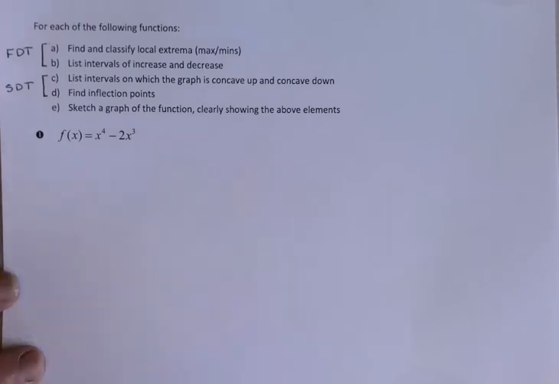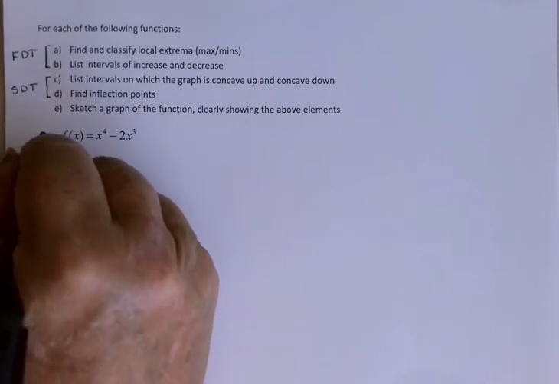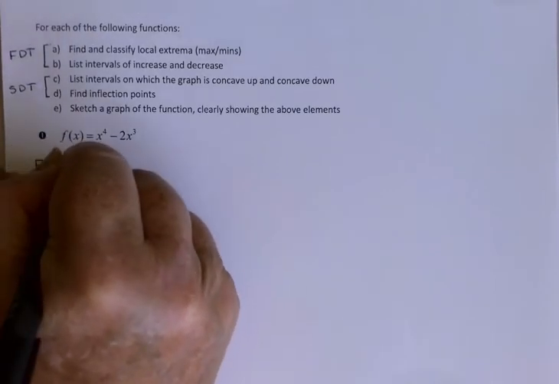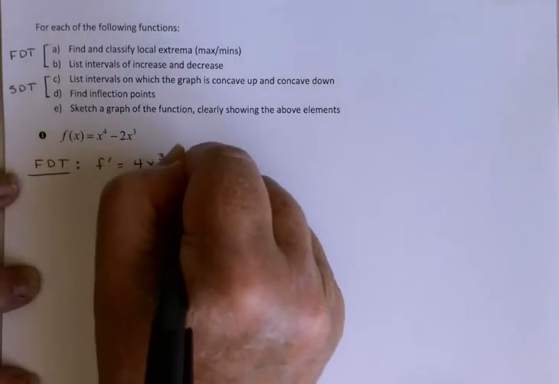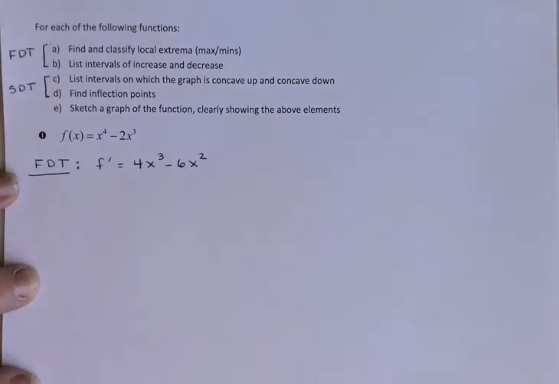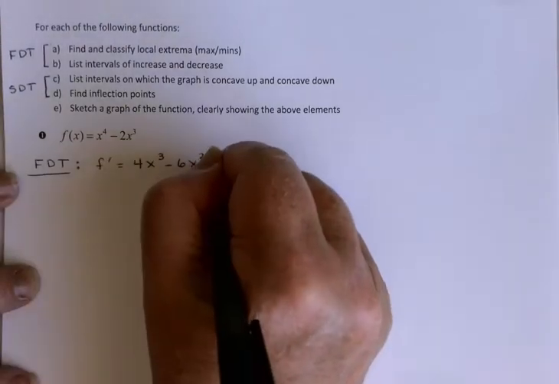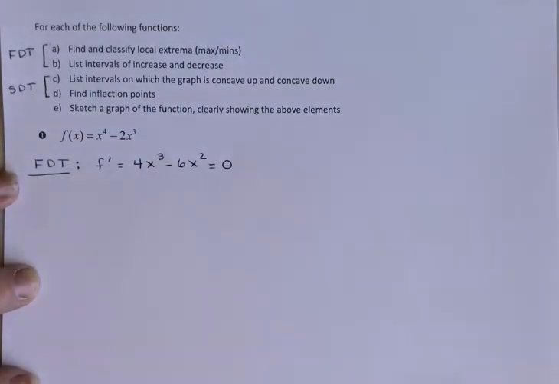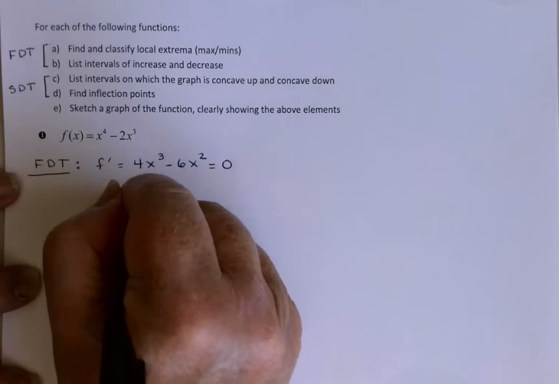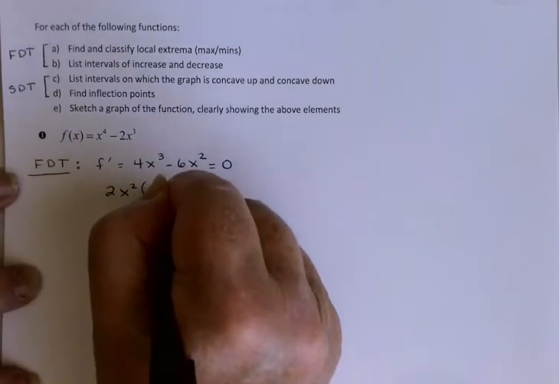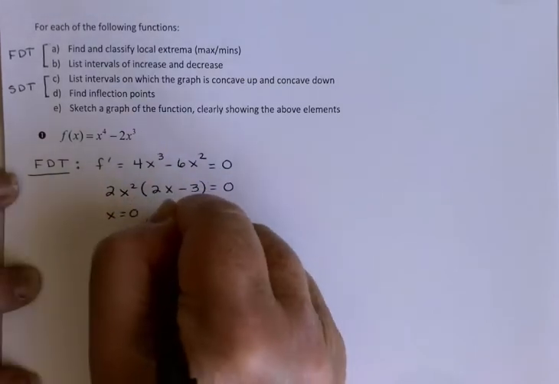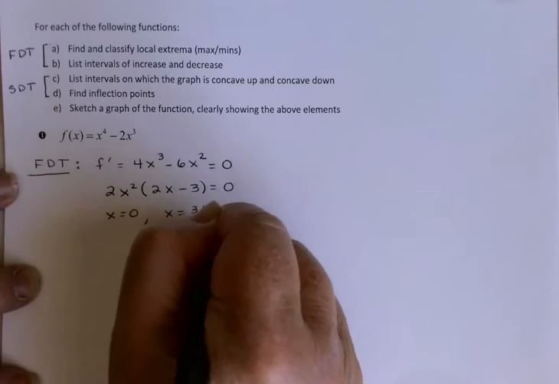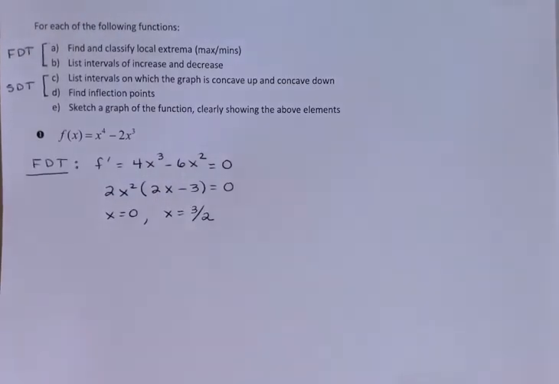So here's my first function, a fourth degree polynomial, and I'll begin with my first derivative test. F prime would be 4x cubed minus 6x squared. Again, never undefined, so I'm only going to worry about where it's equal to 0 to find my critical values. I can factor out a 2x squared, which gives me 2x minus 3. So it looks like x equals 0 and x equals 3/2 would be the critical values for that first derivative test.